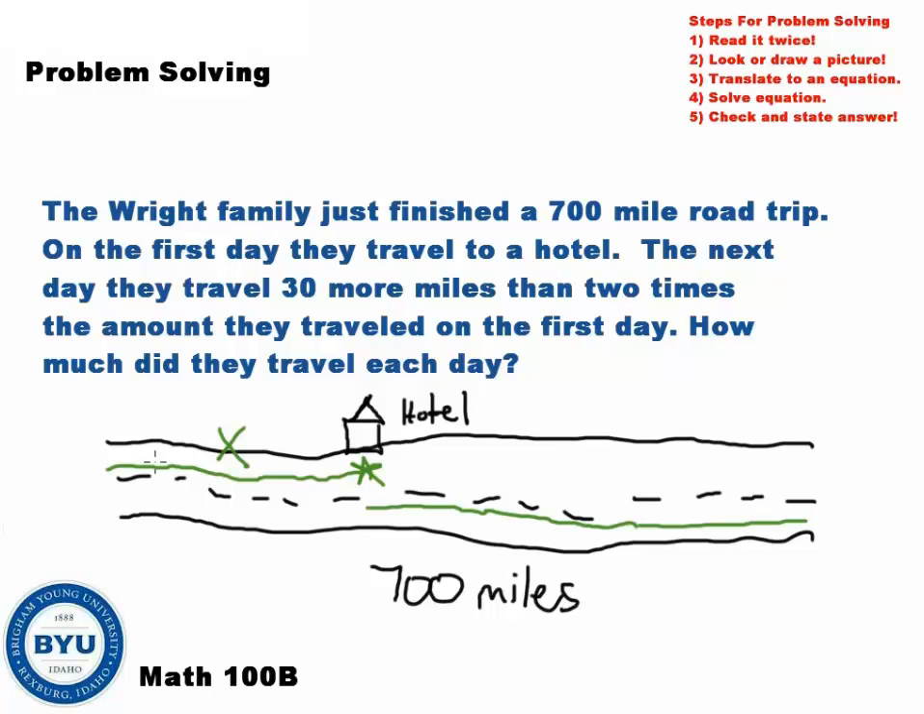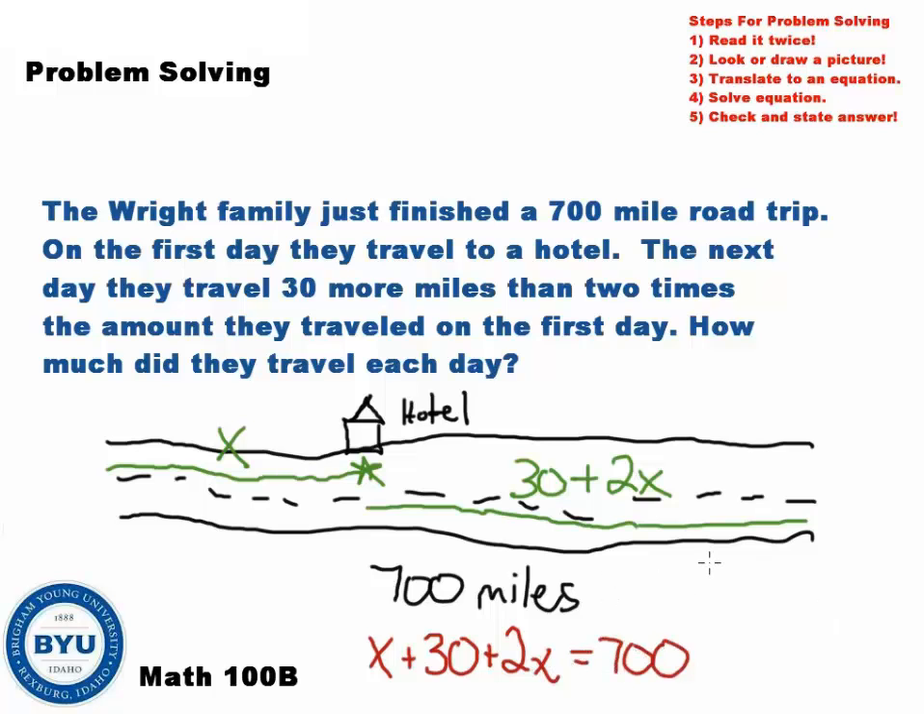So the first day, they traveled x miles up to the hotel. They then told us that on the next day, they traveled 30 more miles than 2 times what they traveled the first day. So again, x represents the first day travel. The second day travel would be represented by 30 plus 2x. We can then set up this equation by adding these together. It would be x plus 30 plus 2x equals 700.